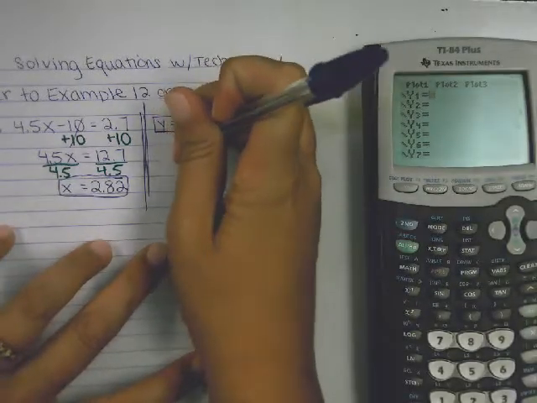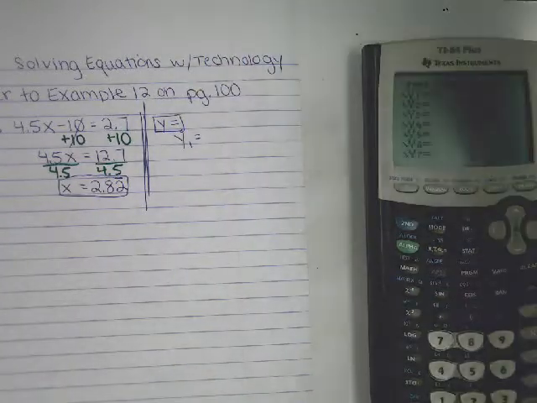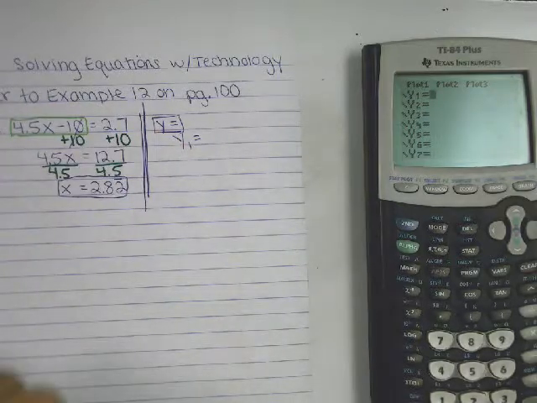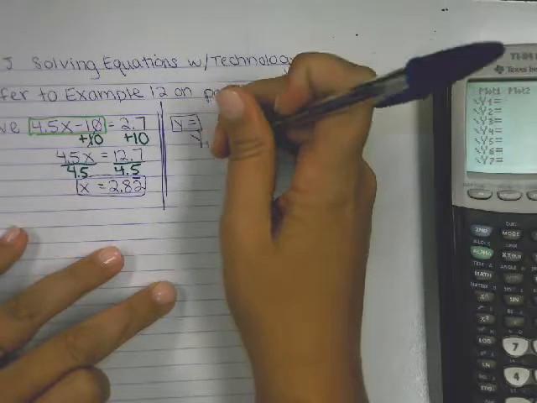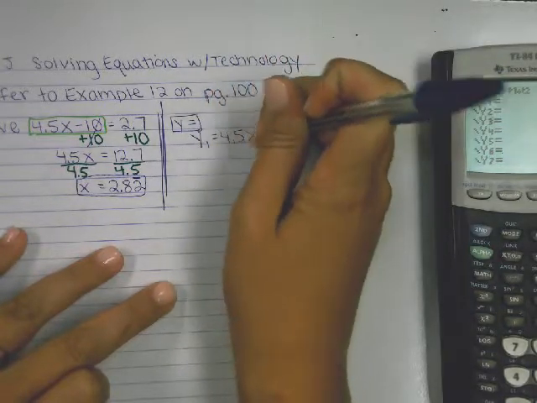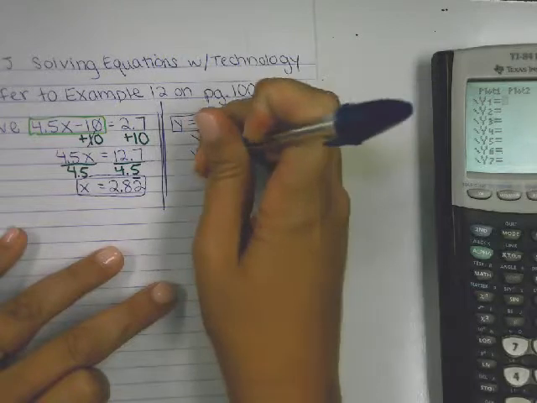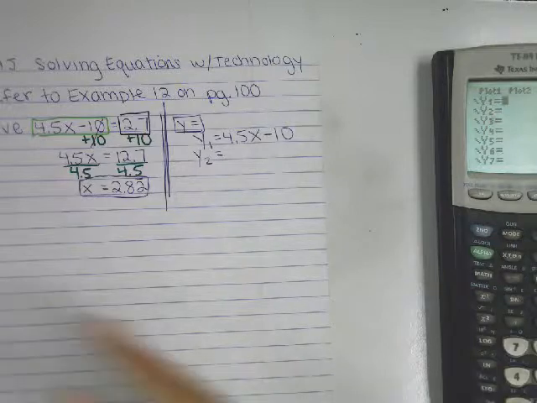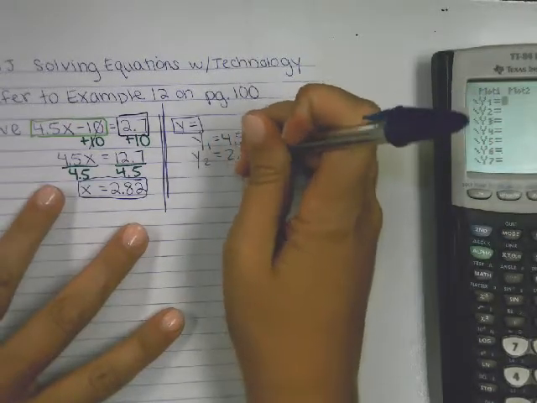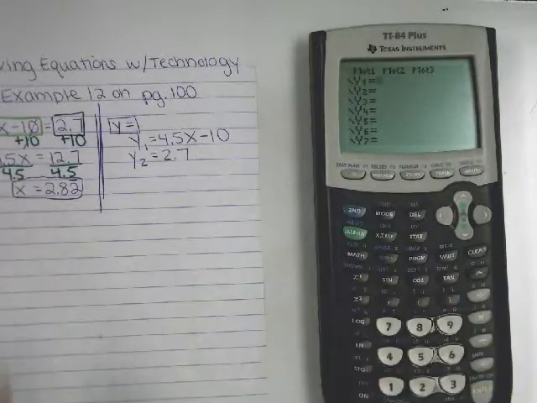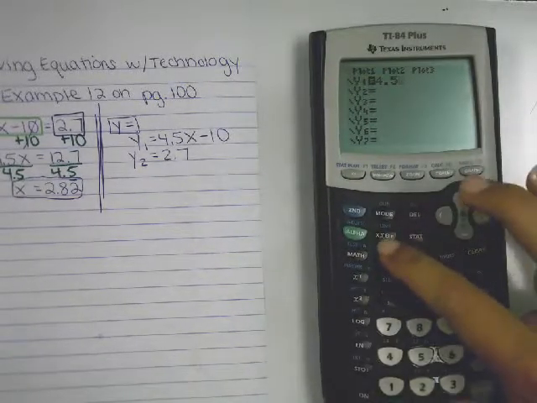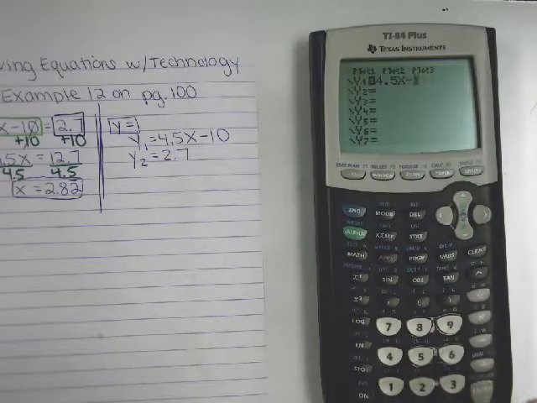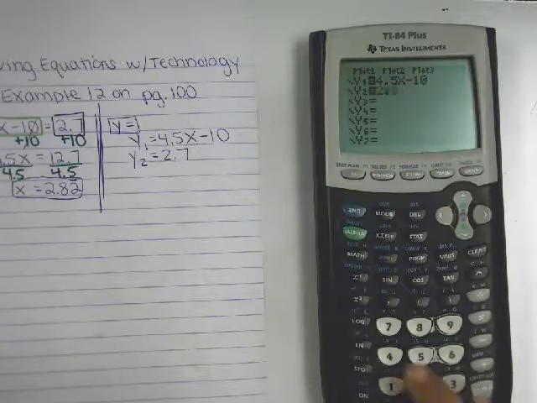We are going to type in the left and the right side of the equation. So into y1 for this example, I will put the left side of the equation, 4.5x minus 10. And in my y2, I'll put the other side of the equation, which is just 2.7. So I'll do that here. So 4.5, if you don't know, the x button is right here, underneath mode, minus 10, and below that 2.7.